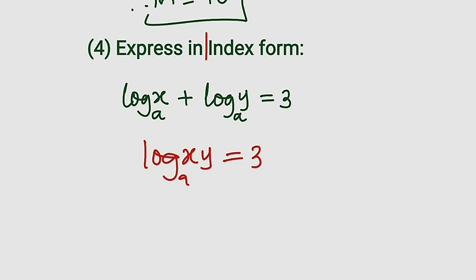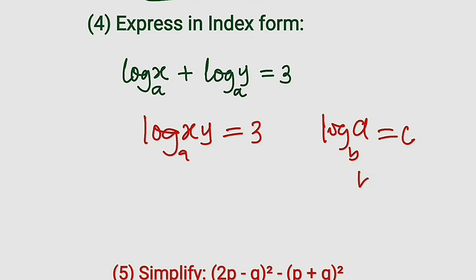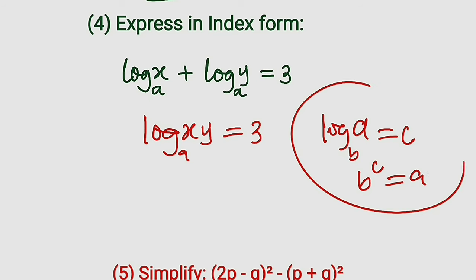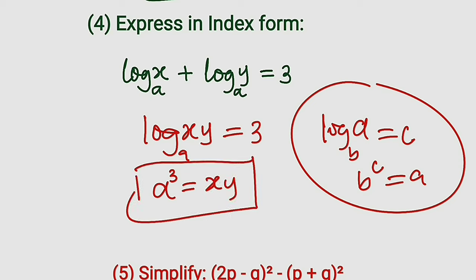So what is the relationship between logarithm and indices? If you have log of maybe a with the base of b, if this is equal to c, then the base b to the power of c will give us a. This is the relationship between them, and hence we can say that a to the power of 3 is equal to xy, or you can say xy equal to a to the power of 3, all the same. And this is the solution to this problem.